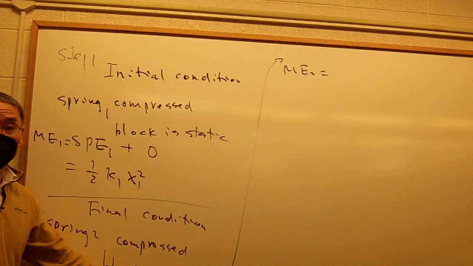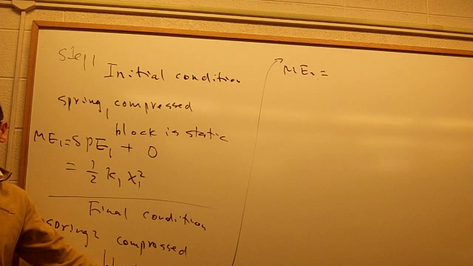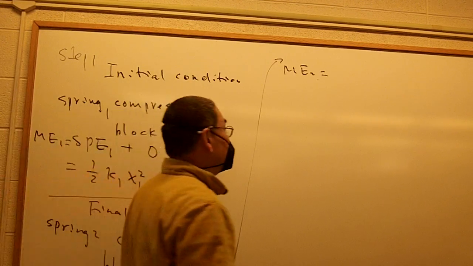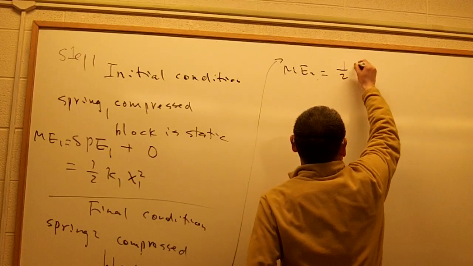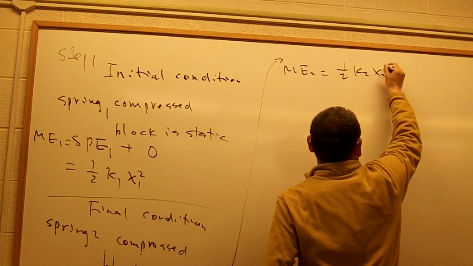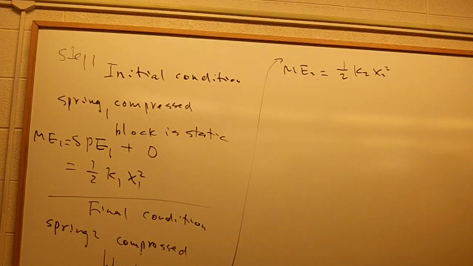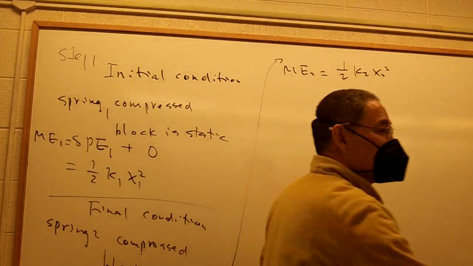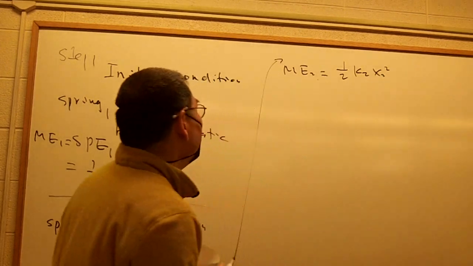So the kinetic energy is still 0 because the block is static, so there's no motion. Now this time spring 2 is compressed. So you're going to see me write 1/2 K2 X2 squared. In our problem, they use delta X2. In my class, it's simplified, just called X2. They are exactly the same. Make sense?